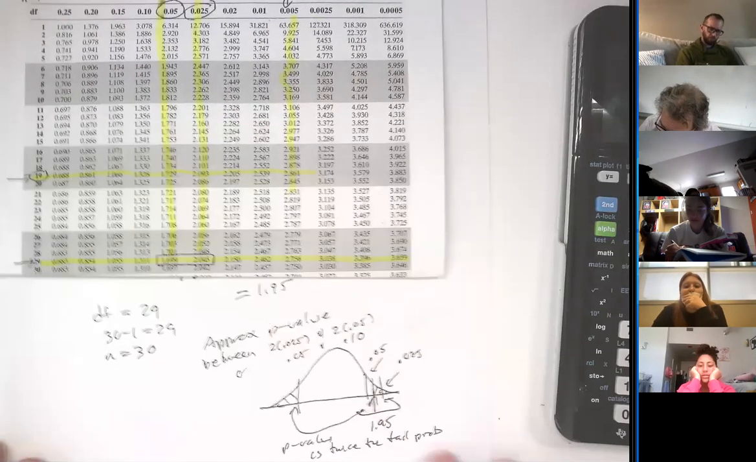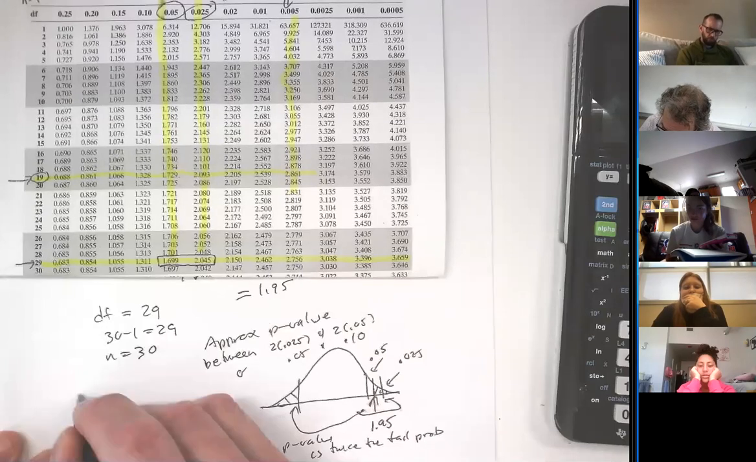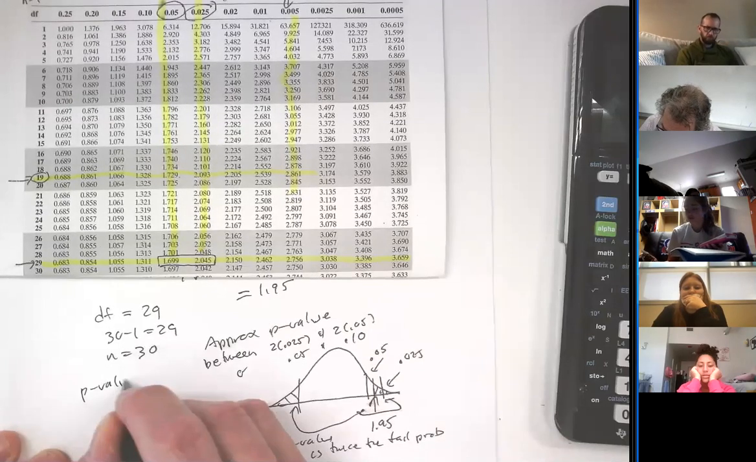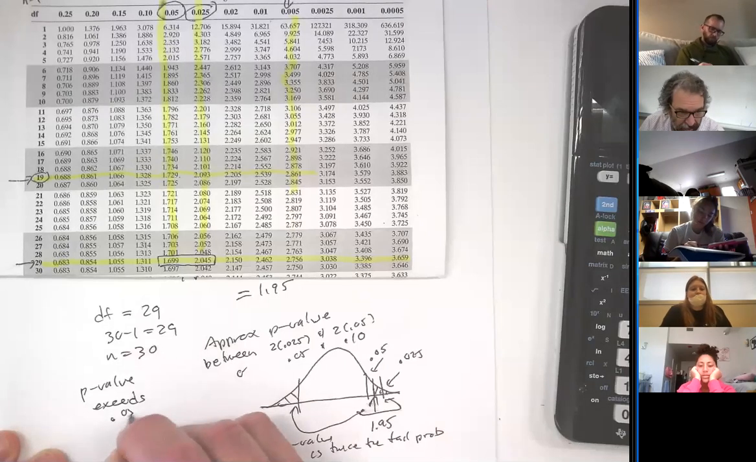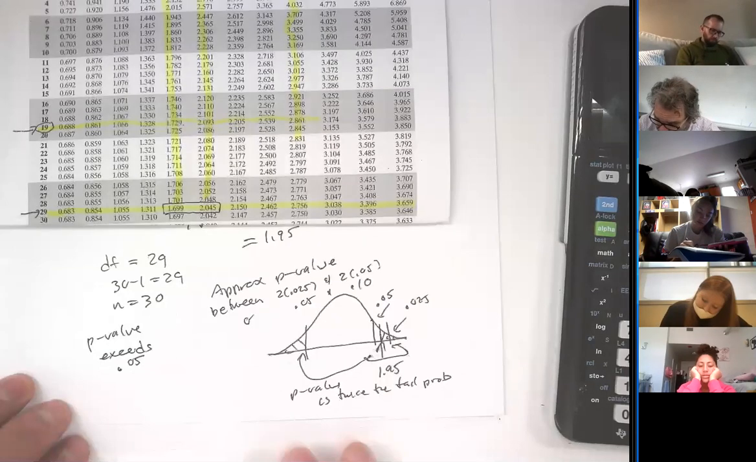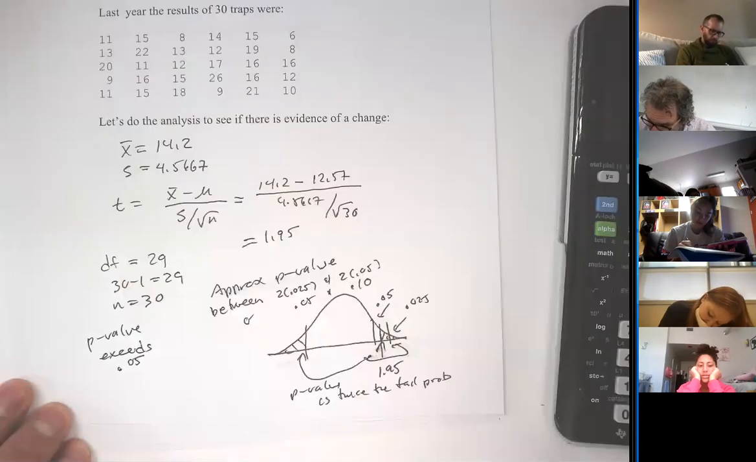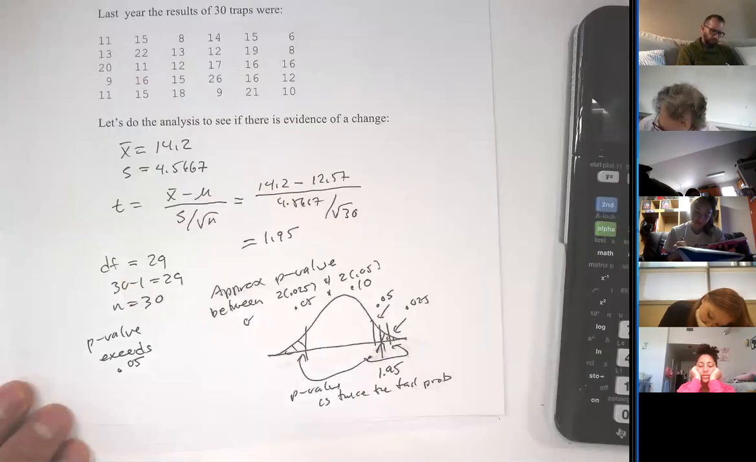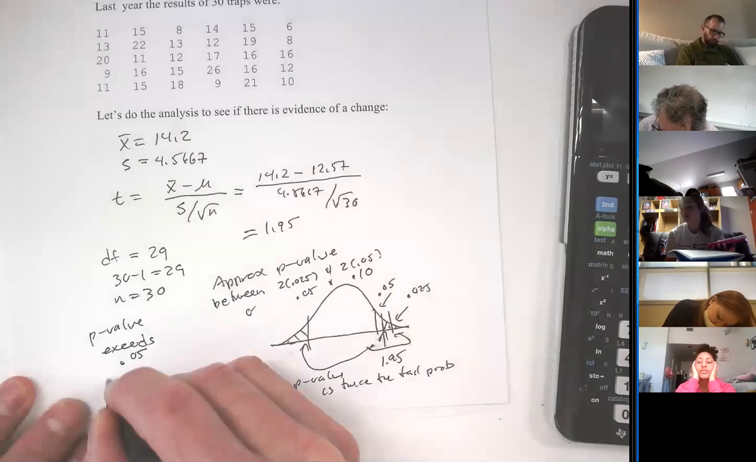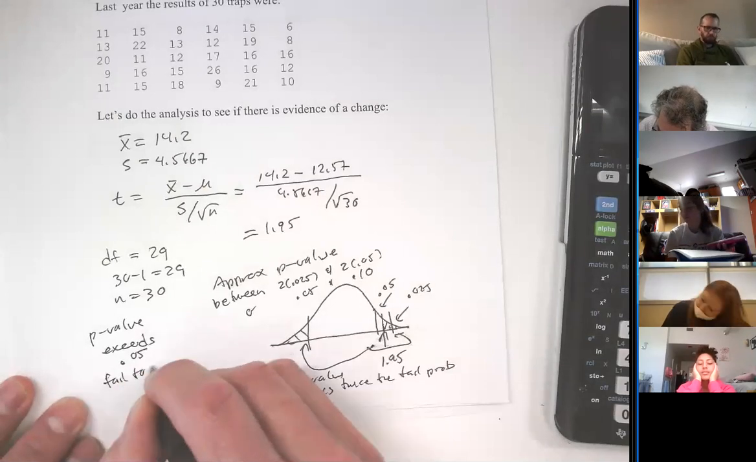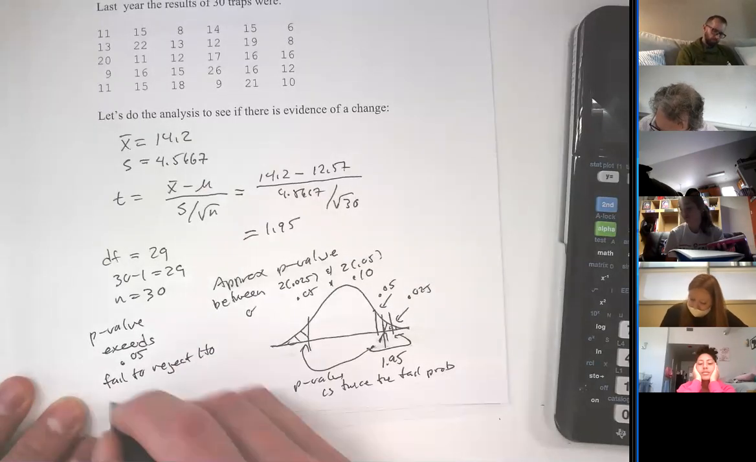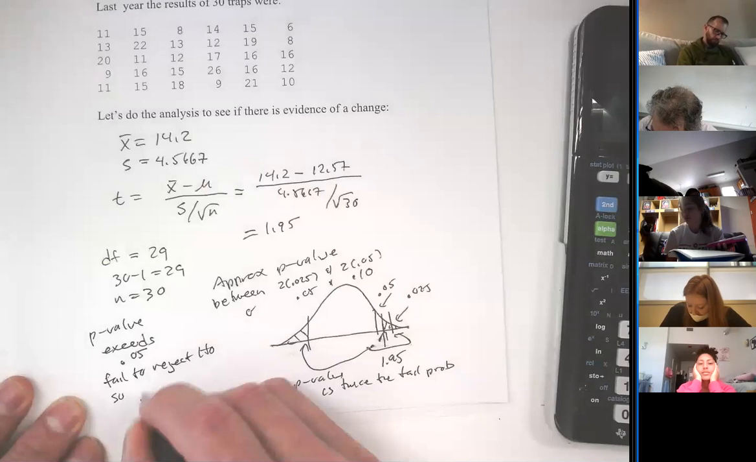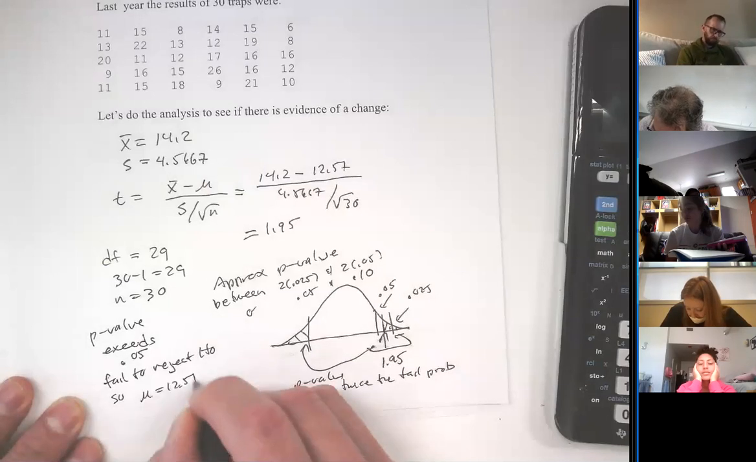In particular, the p-value exceeds 0.05 just barely. That's all the work we had to do to find out that we failed to reject H0. So mu equal to 12.57 is possible.